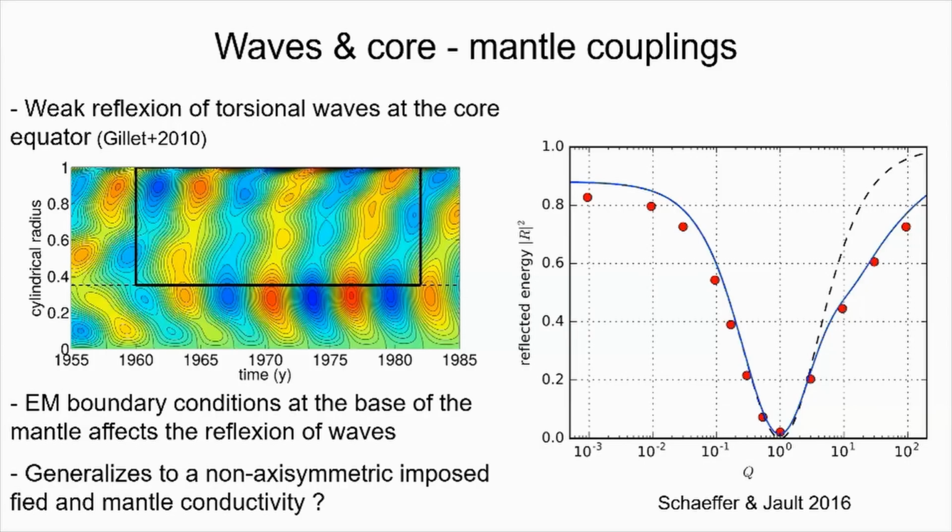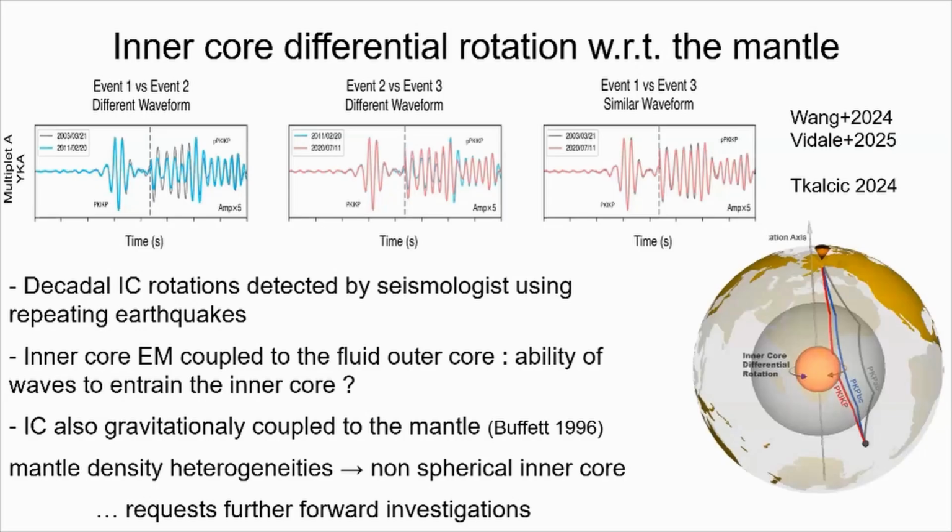This is a normalized measure of the mantle conductivity, and this is the reflection, the percentage of energy of the wave that is reflected. And you see that for certain values of the conductance, you have almost no reflection. So this study is with an axisymmetric background field. It has to be generalized to a non-axisymmetric field, but there is some physics to chew on here in order to understand the processes at work in the deep Earth. And the waves will help us to do that.